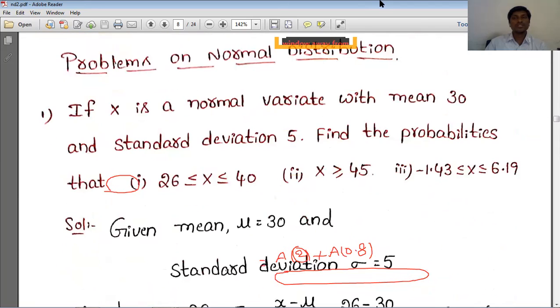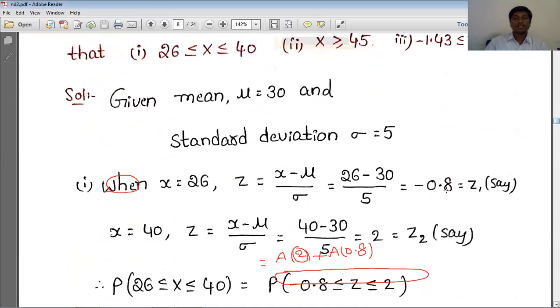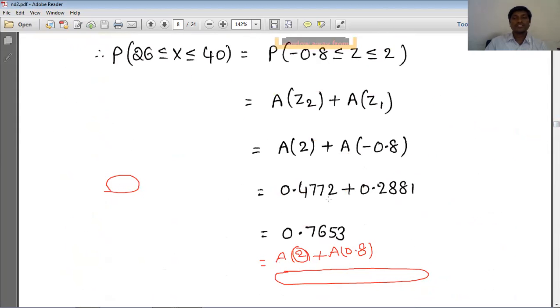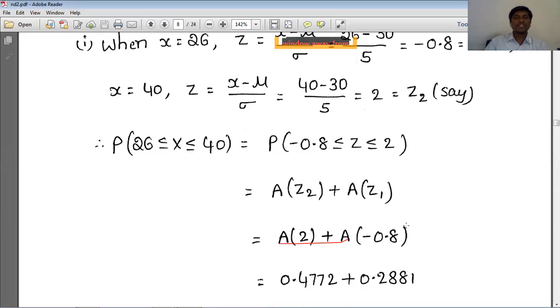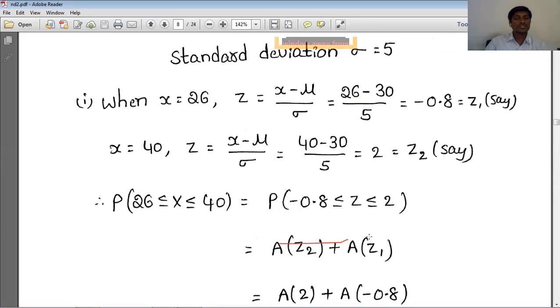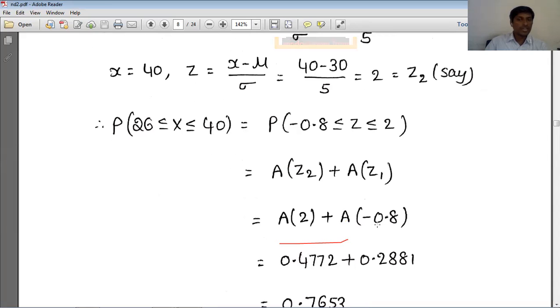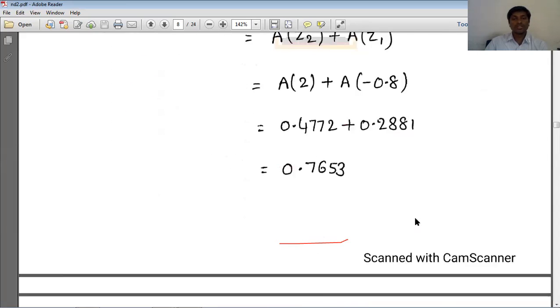So if you substitute, here it is 0.4772 plus 0.2881, the same values. By adding those two we get the area, which is 0.765. So this is the first one. We substituted the formula and immediately got the values from the table. Tables are also allowed in the examination.